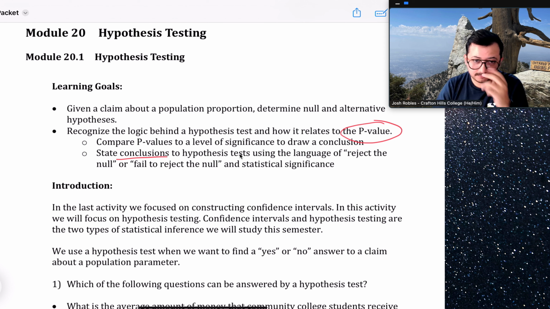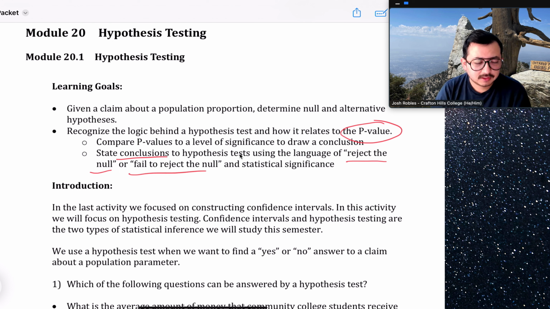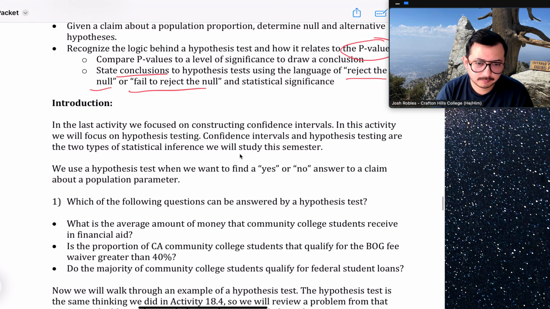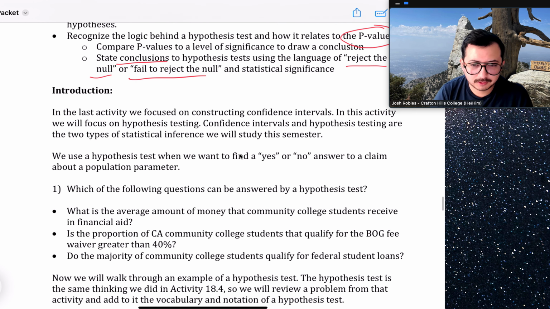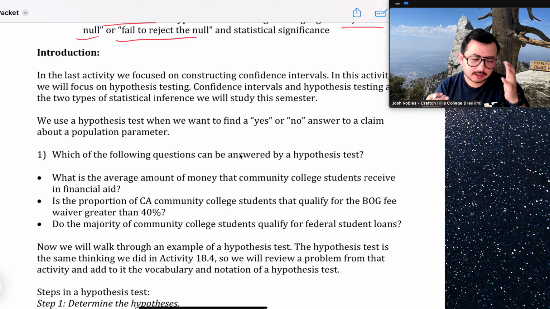All right, and so remember, there are two final outcomes. Reject the null hypothesis, fail to reject the null hypothesis. These are the guilty and not guilty court case versions. I'm going to bring up the court case one last time for another example also. Okay, so compared to confidence intervals that estimate a number, hypothesis tests give you a yes or no answer.